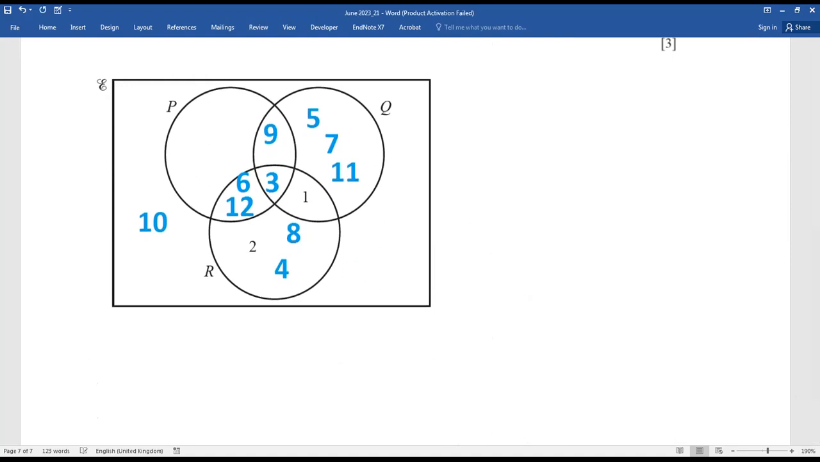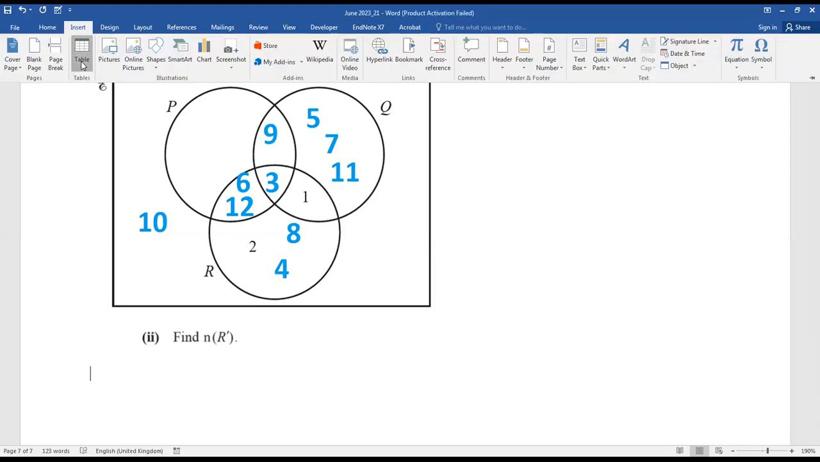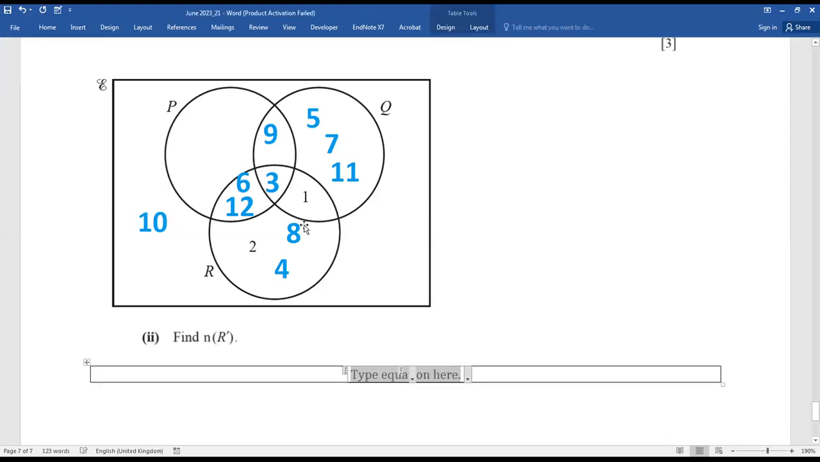So moving on to the next part. Now we need to find the number of elements that are in R'. Remember, this is not the counting of elements, these are actual numbers. So how many elements are outside R? 1, 2, 3, 4, and 5. So the number of elements that are in R' is 5.